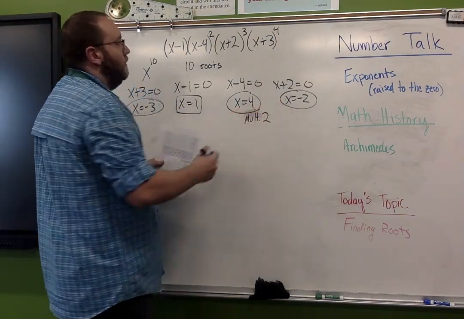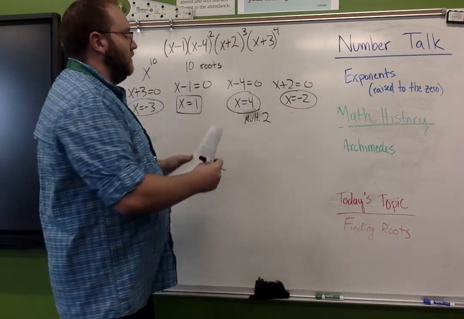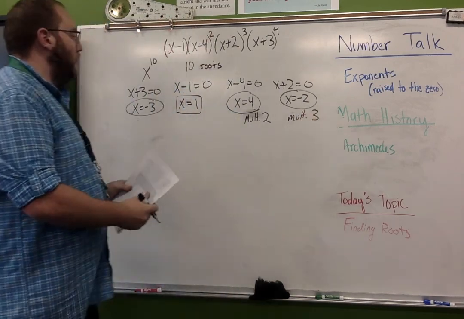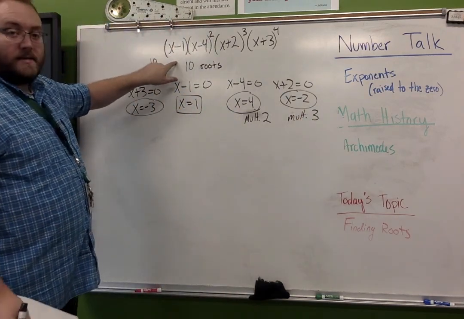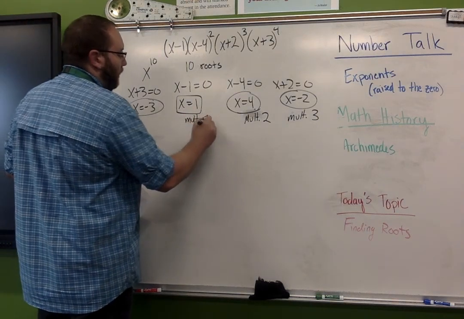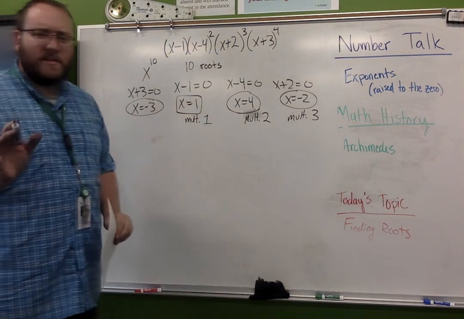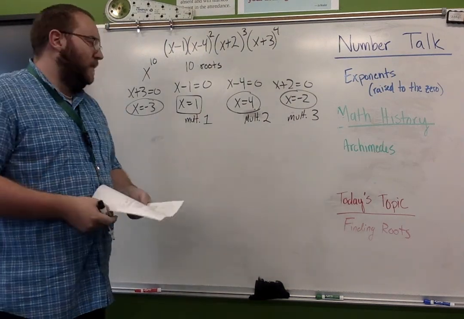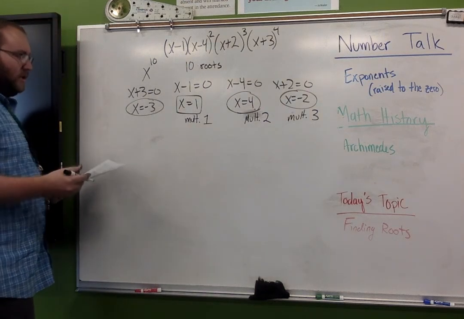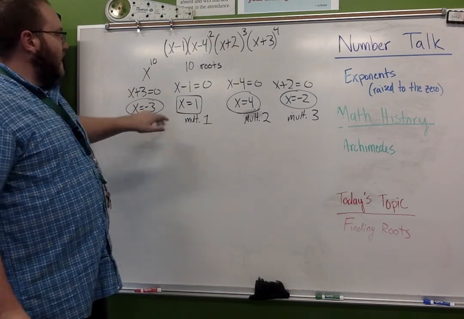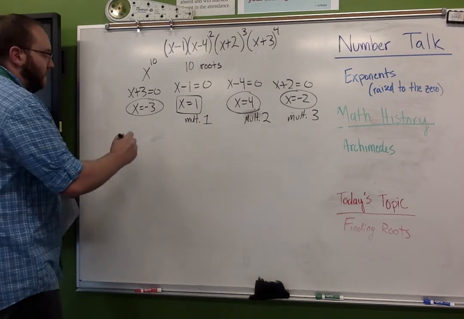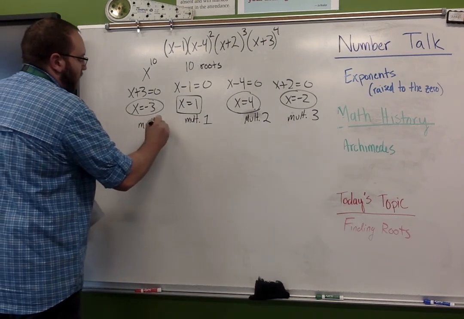Negative 2 showed up 3 times. So this is multiplicity 3. 1 only showed up once. So this is multiplicity 1. Now normally, if it's multiplicity 1, we don't write anything. It's kind of a given if it's just there. I'll write it there for now, just so you can see the pattern. x equals negative 3. Well, we had 4 of them, right? To the 4th power, so it showed up 4 times. So this is multiplicity 4.